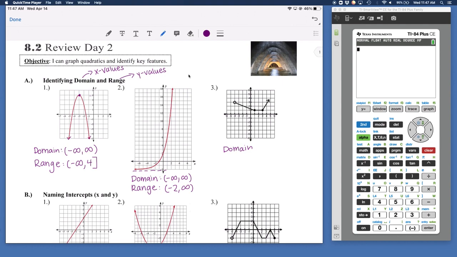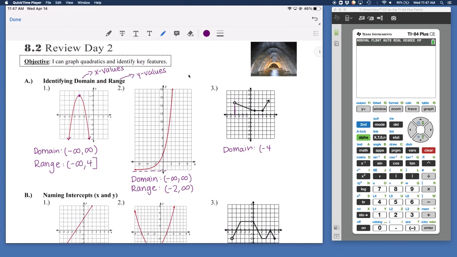Okay, one last one. Domain in this case, the furthest left it goes is here at negative 4. Since it's an open circle, we get a parenthesis. And then on the right side, you've got an arrow, so that goes to infinity. Your range, the lowest value is right here, which is our 1. So the range starts at 1, and it touches there, so it's a bracket. And then this arrow over here is going to be the highest it goes, so it goes to infinity.